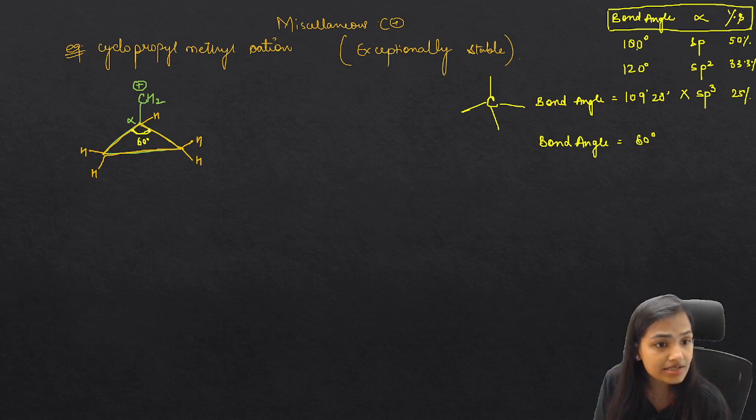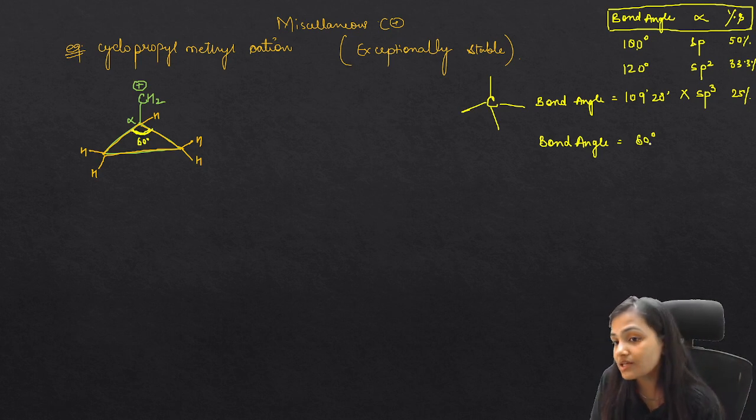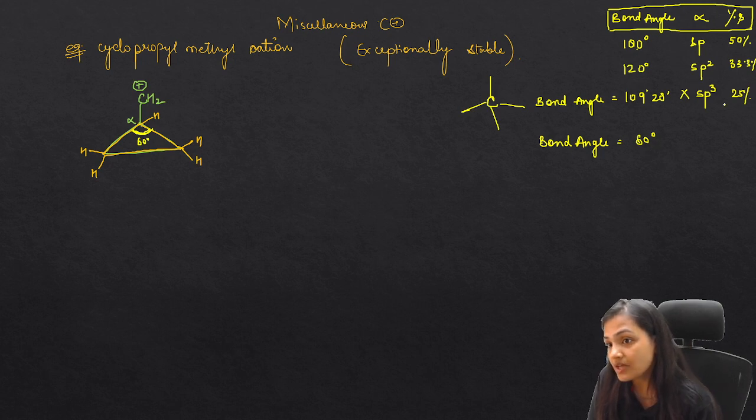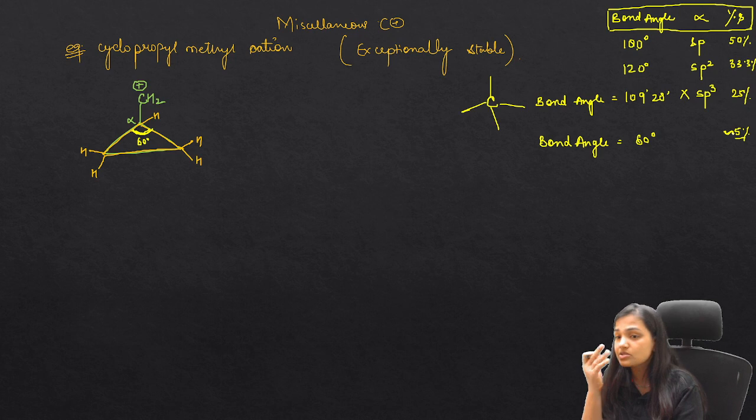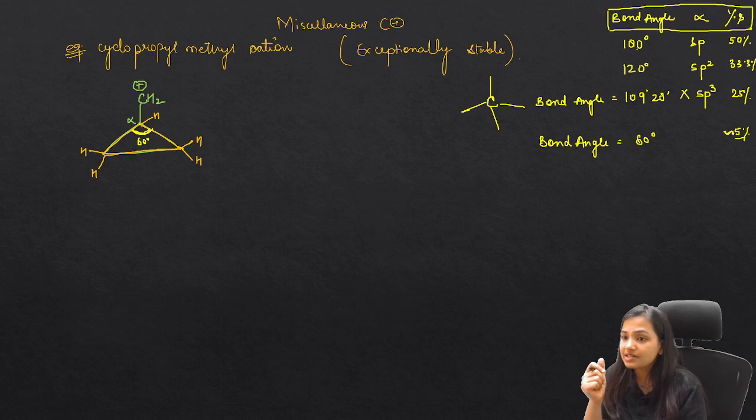So if my bond angle decreases from 180 to 120, 120 to 109, and 109 to 60 degrees, because here the bond angle is 60 degrees, I can expect that the percentage of s character decreases even more. Let me say it is nearly equal to only 5%, because the bond angle is decreasing more and more. Okay, 5 to 10% I can say.